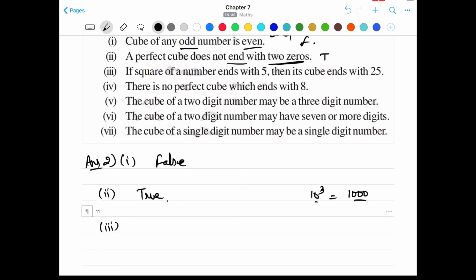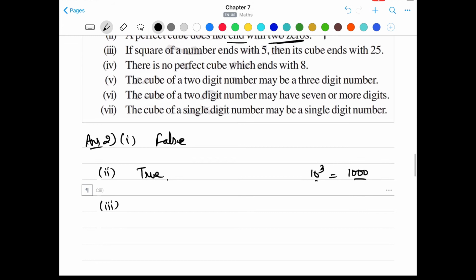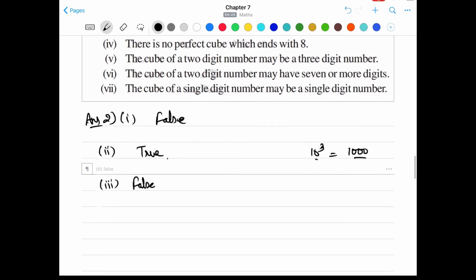Third one, we have: if the square of a number ends with 5, then its cube ends with 25. This one is false, because if you find the square of a number, let's say 5, that will end with 25, and its cube may or may not end with 25. So this one is false.